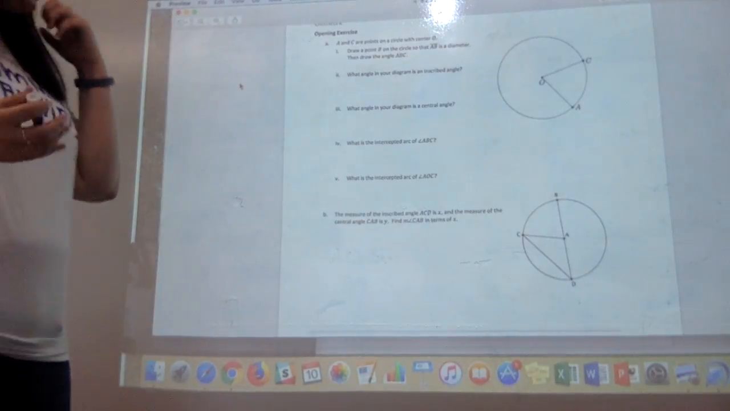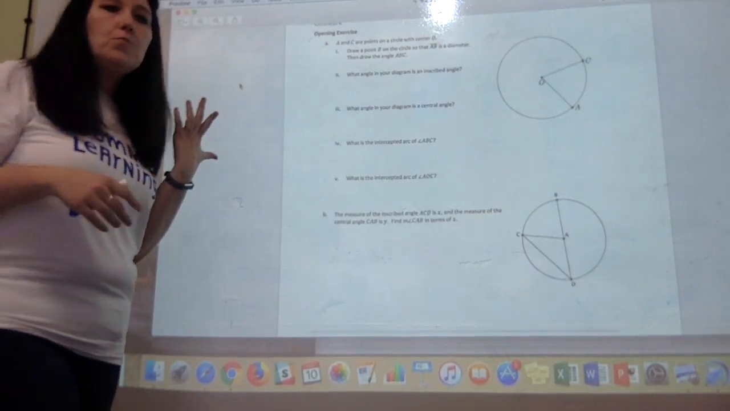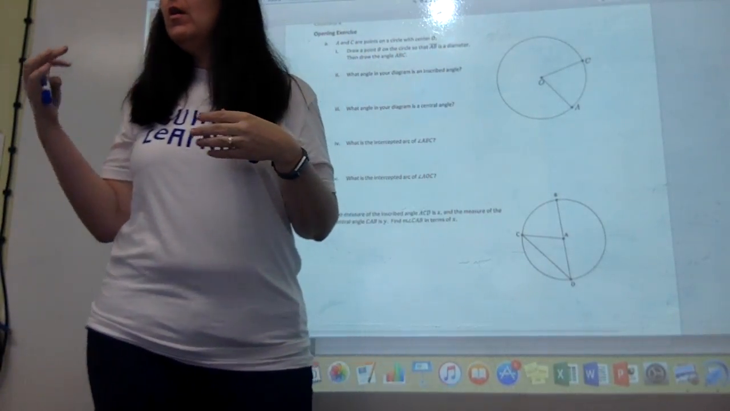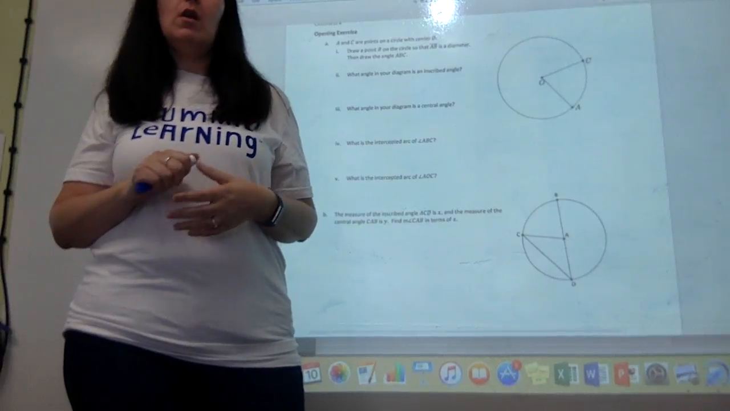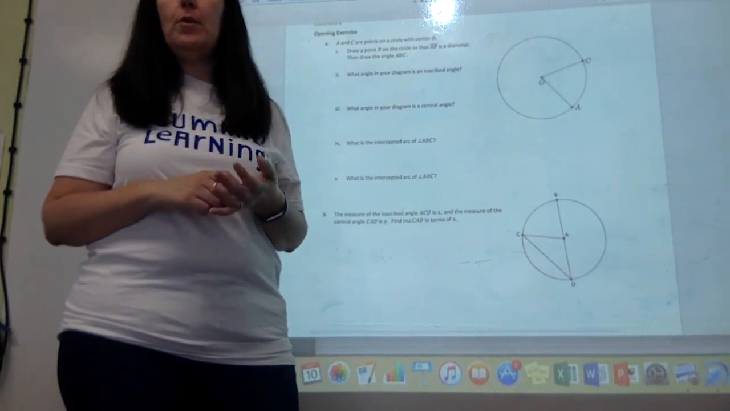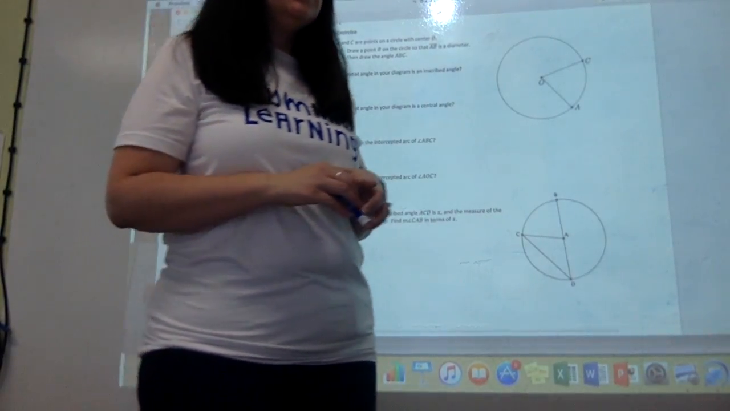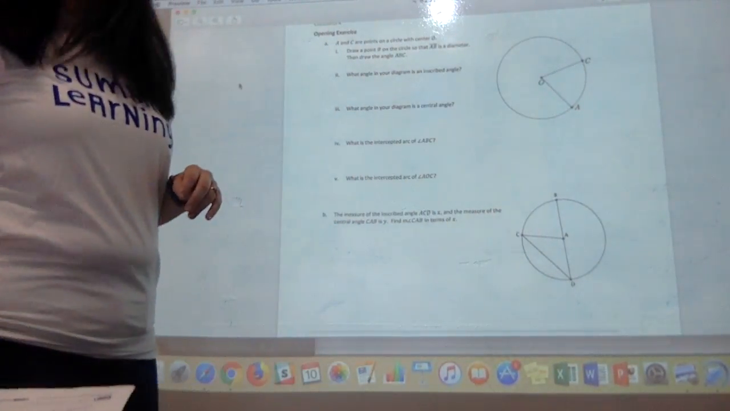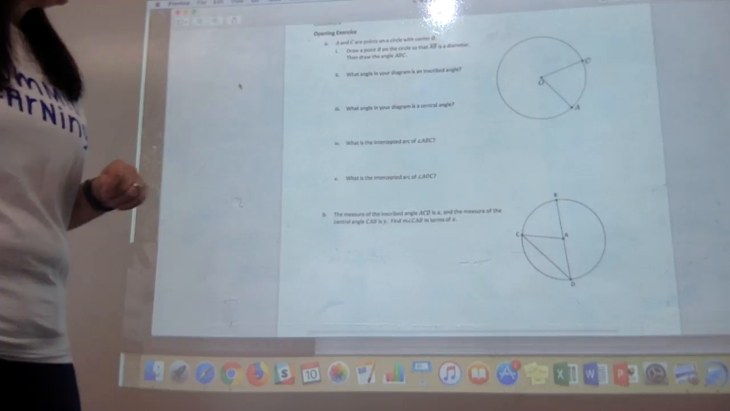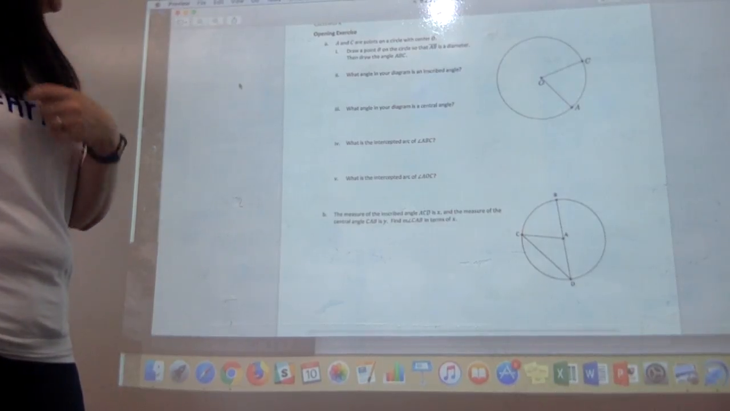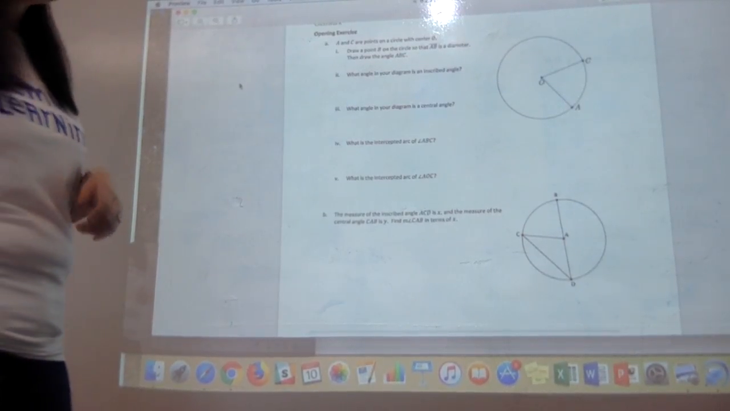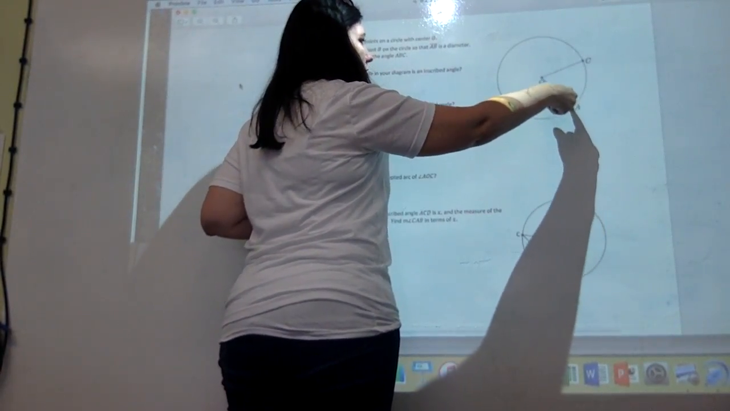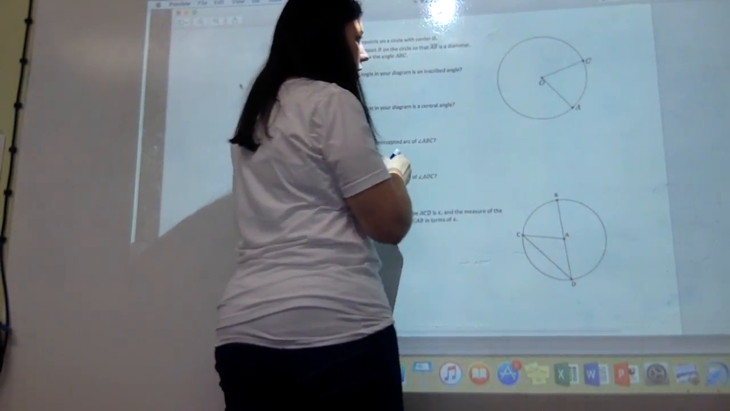So we're going to work a little bit, and then we're going to get into proving why an inscribed angle is half of its intercepted arc. That is probably going to be one of the proofs on your test. So starting out, it tells me to draw point B on the circle so that AB is a diameter. So if I want to make AB a diameter, I continue this straight line. That's a radius.